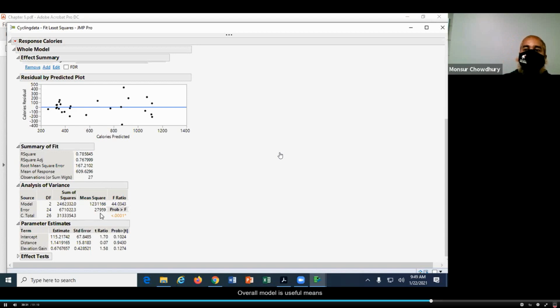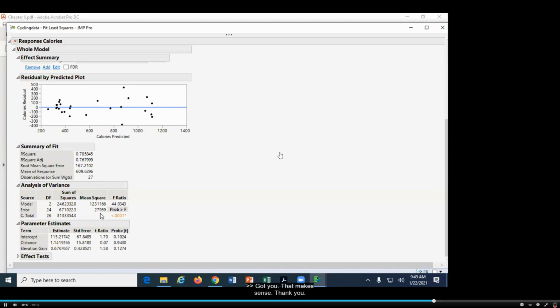Overall model is useful means at least one of the predictors is useful, but the individual parameter estimates show us none of them are useful. So this makes a contradiction. And this contradiction, we call it the redundancy. Gotcha. That makes sense.